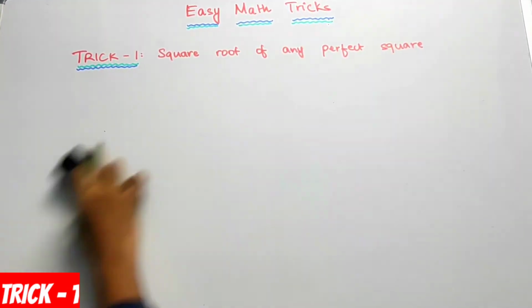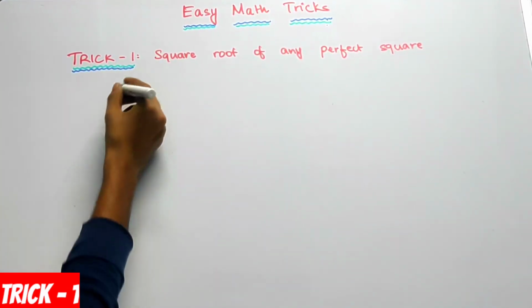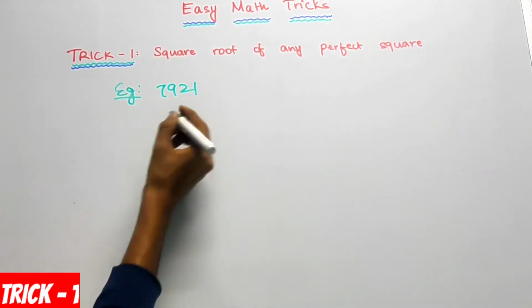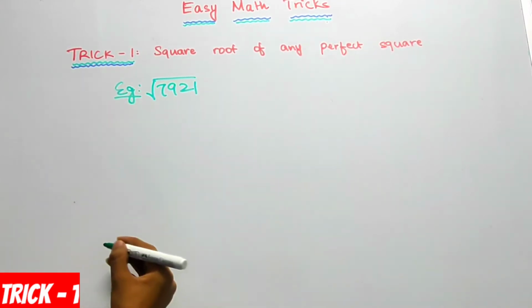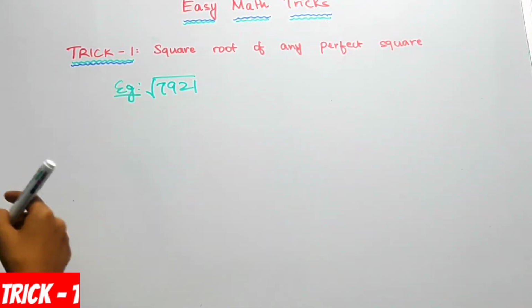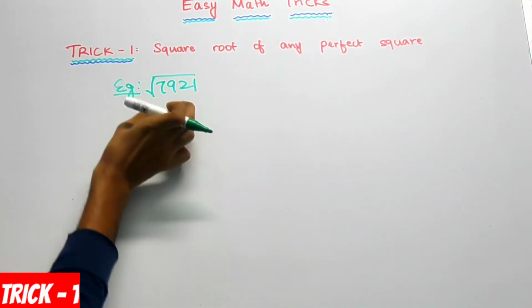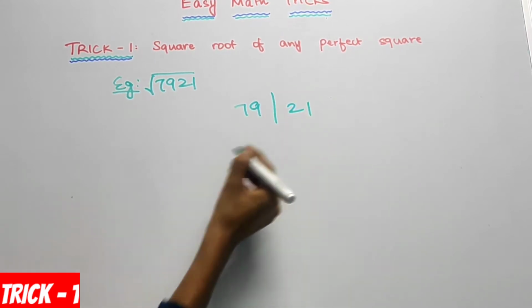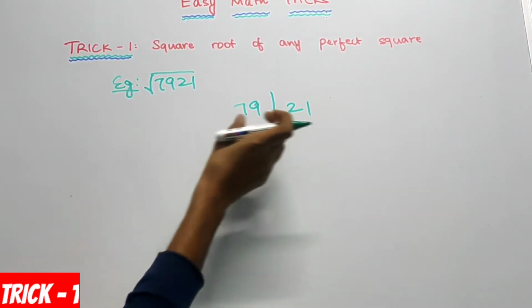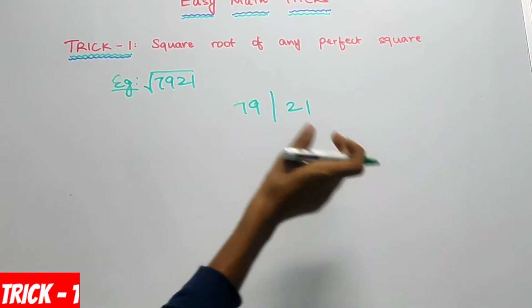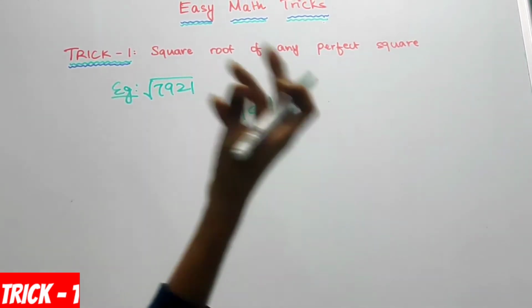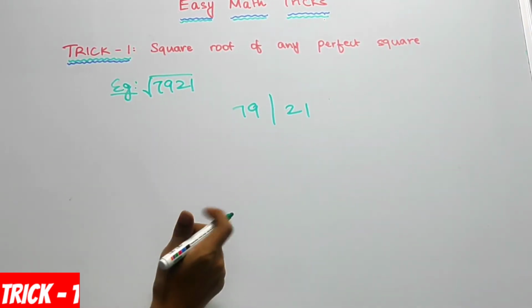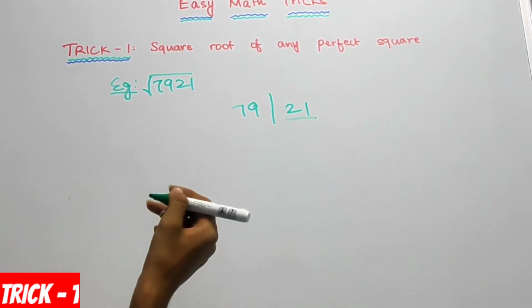So this trick number 1 only suits perfect square numbers. Let us take an example to further elaborate it. Now we have to take the square root of this number 7921. The first step that we have to perform is to split this number 7921 in such a manner: 79 being the first part and 21 being the second part. We have to make use of both the parts in order to obtain the final answer, the square root of 7921.